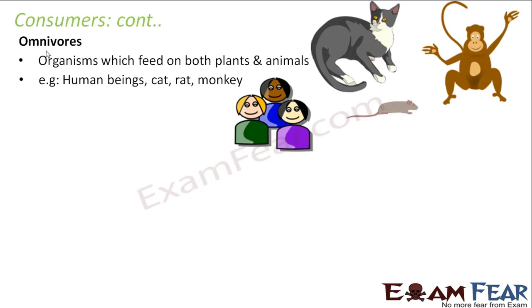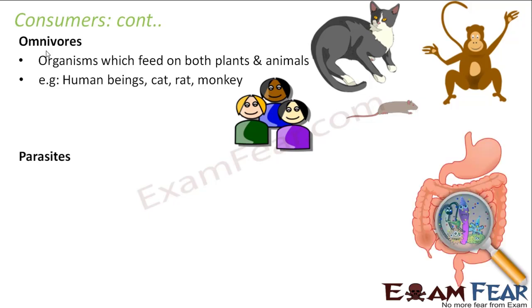So not only human beings, we have other animals also which are omnivores. For example, cat, rat, monkey. So they also feed upon both plants and animals. And the last one is the parasites.